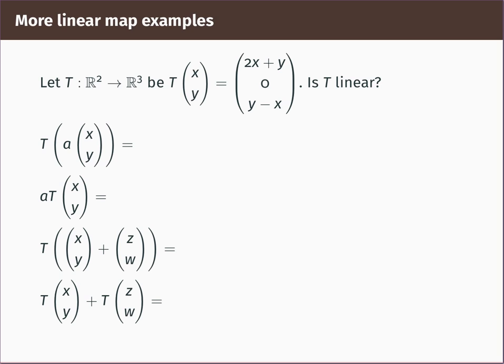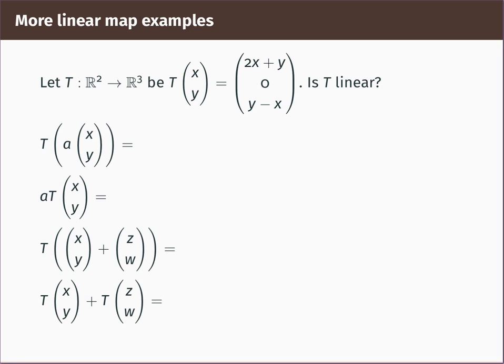Let's look at another example. So here is a function T from R squared to R cubed defined using this formula. So perhaps we want to answer the question, is T a linear map? So we have to check the two properties of linearity. First, let's check whether or not it respects scalar multiplication. So we should work out T of a times a vector in R squared and a times T of that vector and see if they agree with one another.